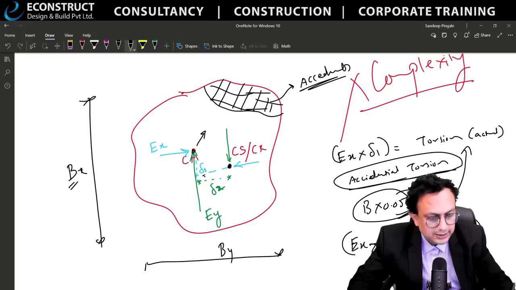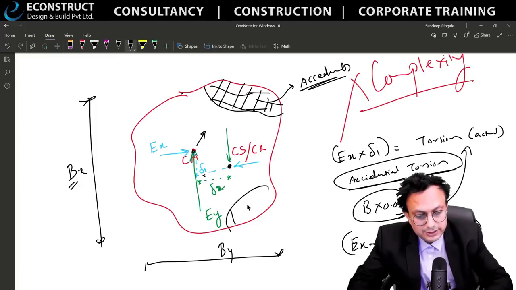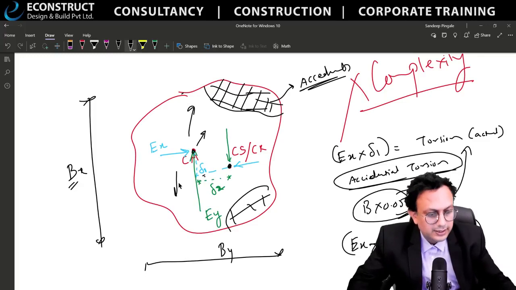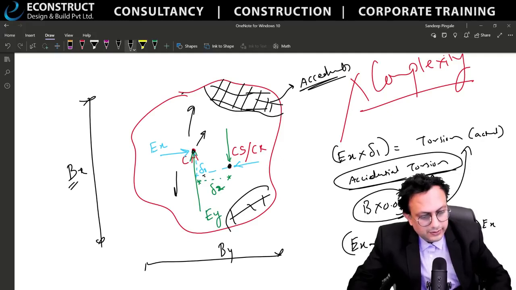Actually, we'll take this plus and minus because you need to take the worst load combination. Sometimes it is this side, sometimes it is this side, right? So this side it will be plus, this side it will be minus. So we'll take either plus or minus 0.05 times B actually, and this also will be multiplied by the Ex. Alright, so this is, we call it as the accidental torsion.